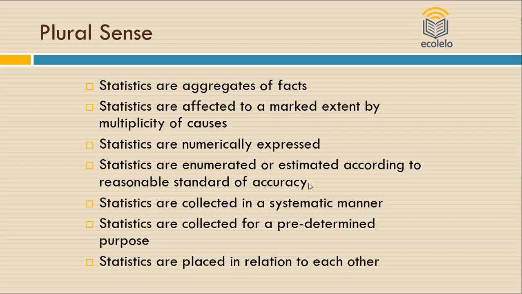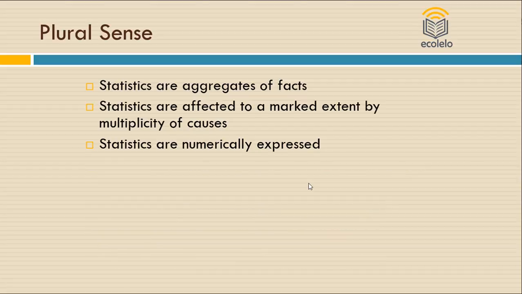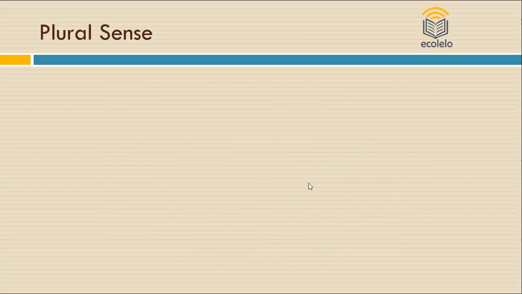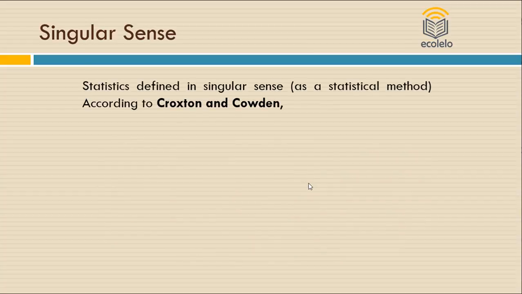So these 7 points, 7 keywords, you can put into a definition form like this. And just to make it easy, you can learn it this way. Okay, let's go ahead. Singular sense. In singular sense, as defined by Croxton and Cowden, statistics is a method. When we talk about plural sense, statistics is statistical data. When we talk about singular sense, statistics is a method, a process.